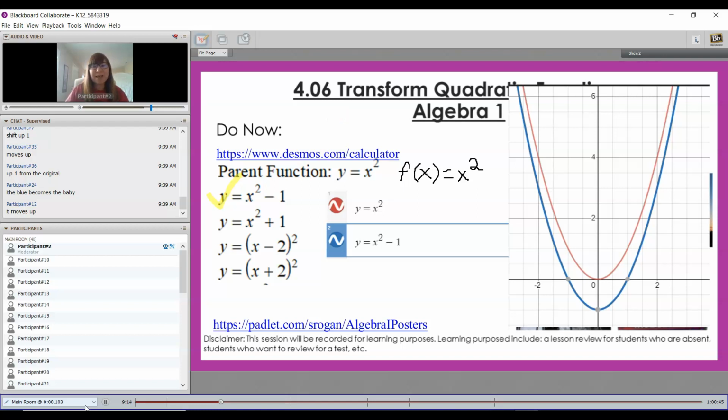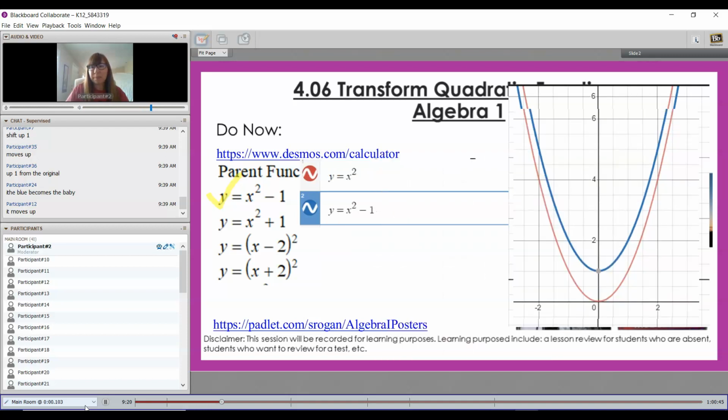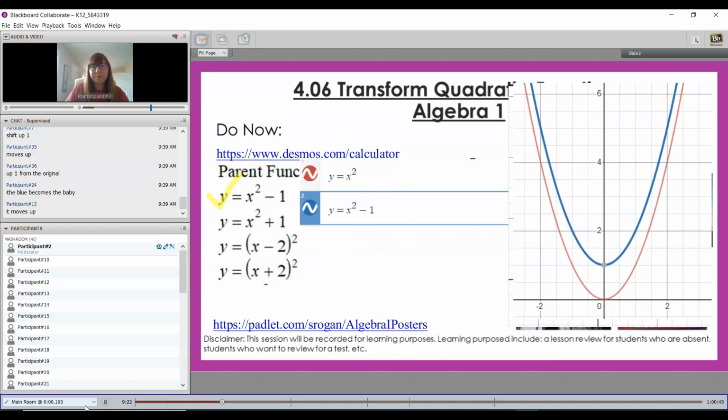So remember, when it's at the end there, for that +1, change that to a plus. There we go. All right, so here's our parent function, still staying in the same place, right? But when we add 1 to it, to the end there, we have a vertical shift. It just bumps up 1. Everything else stays the same, but the graph has that vertical shift of 1.